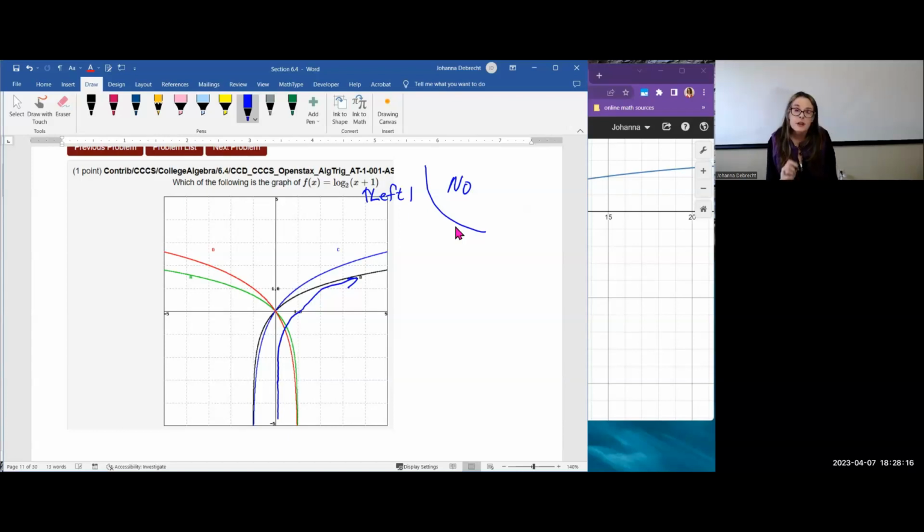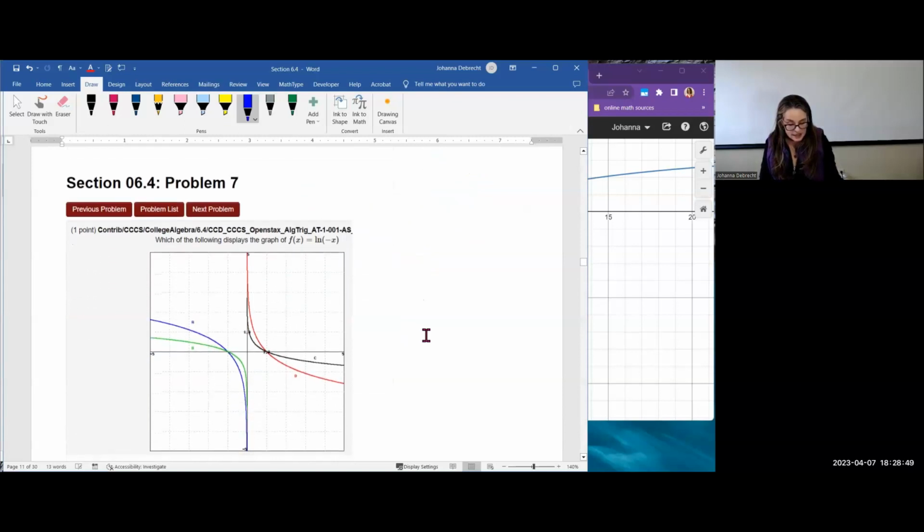Now, how do I know it's B and not C? Well, it should have been going through the point 2, 1. If I pull that to the left, then it should be going through 1, 1. So maybe it is C. So it is in fact C. So we have to be careful and make sure that we're shifting the right one. It's got to go left by 1, right? So this one would actually be graph C.